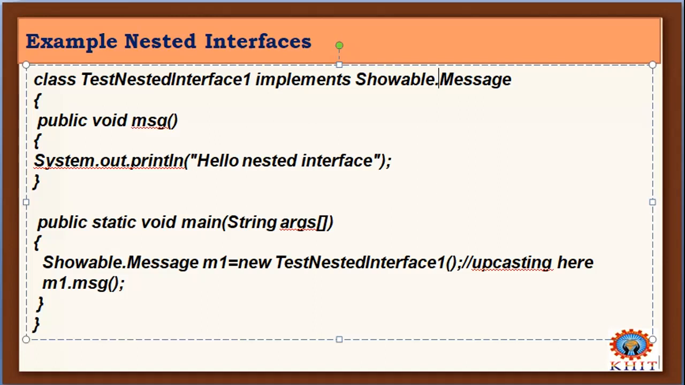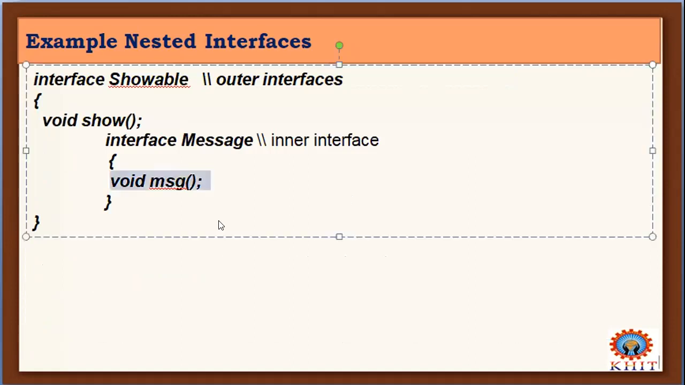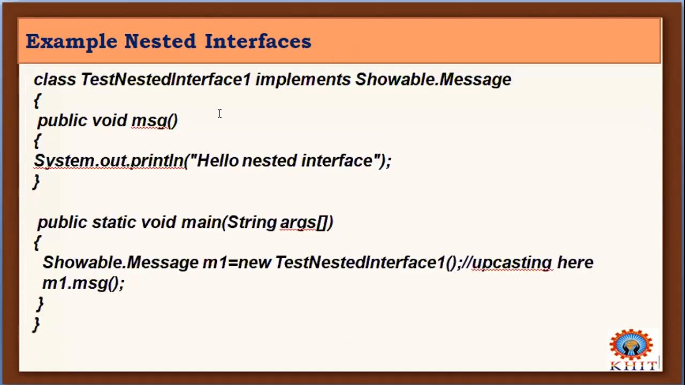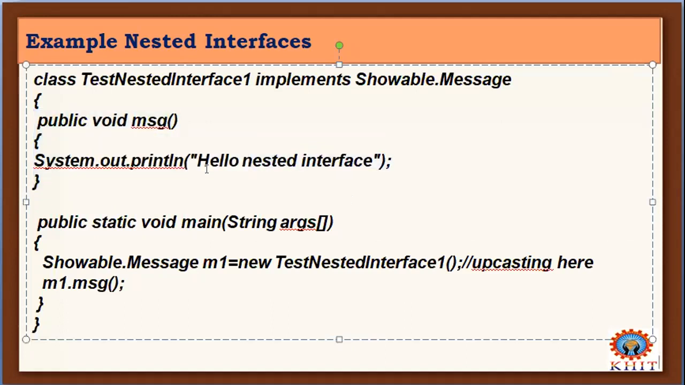Okay, now we have a method msg inside the interface Message. So we need to bring it into the implementation and write a body for it. So public void msg, that is System.out.println hello nested interface. Okay, then we write a main program.